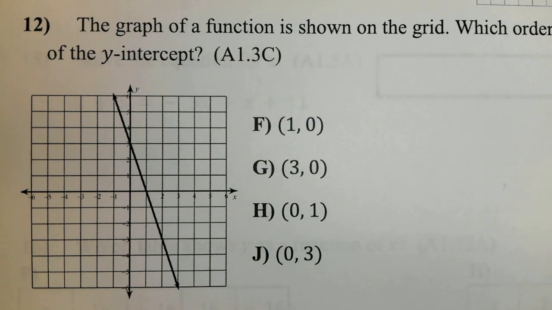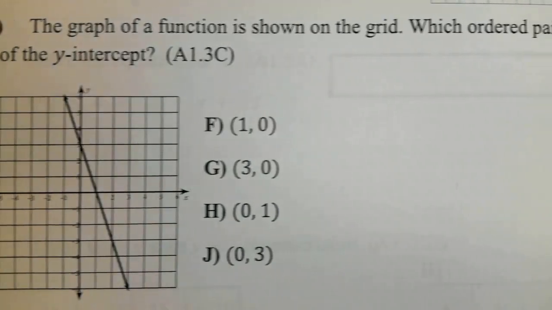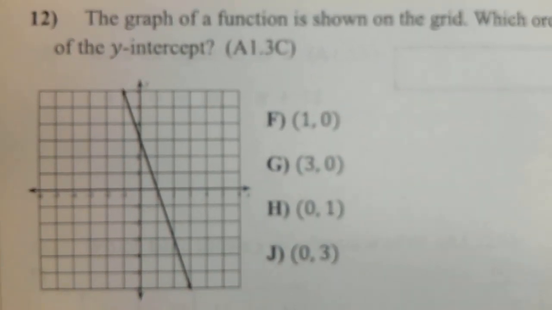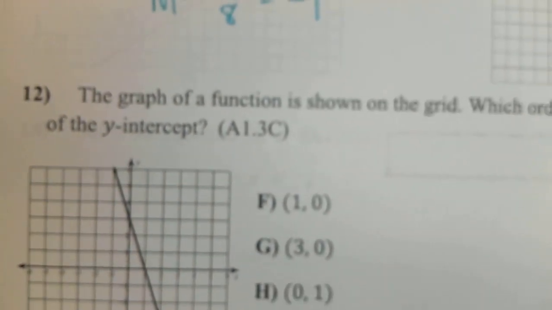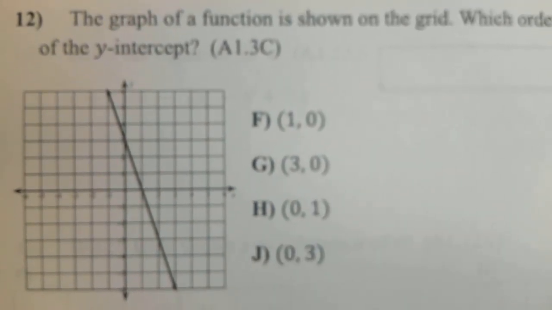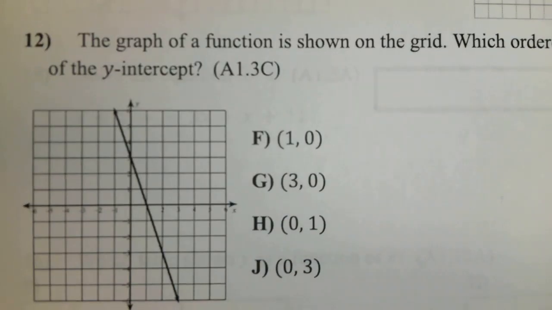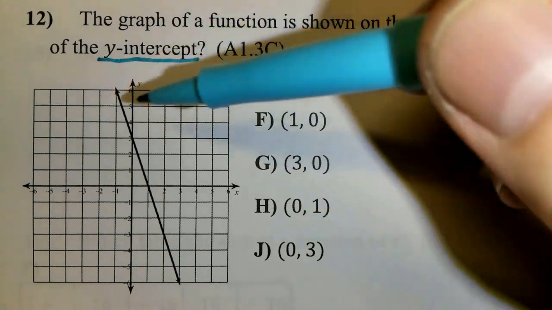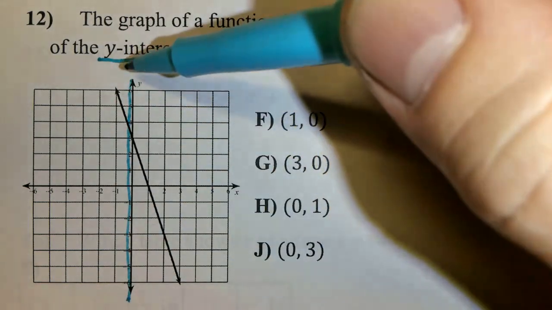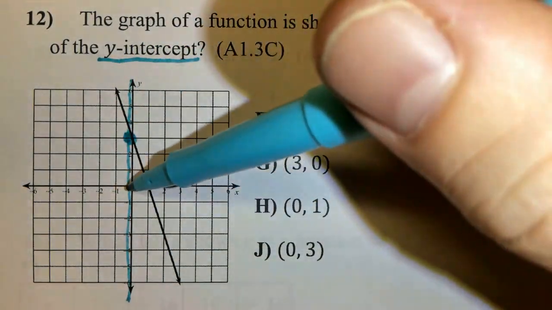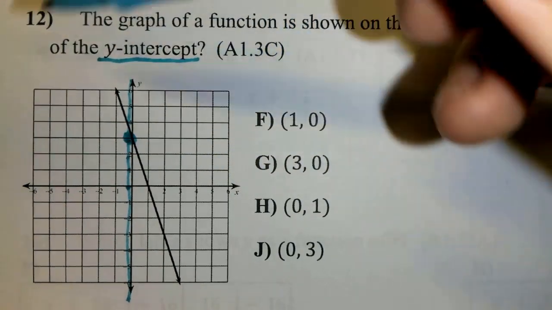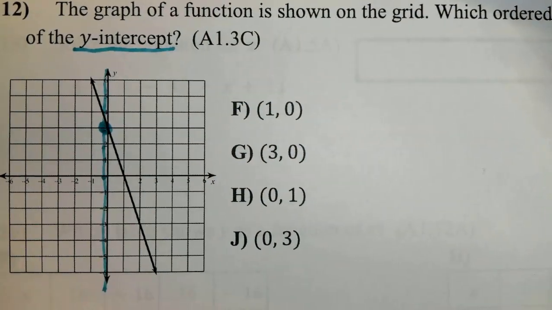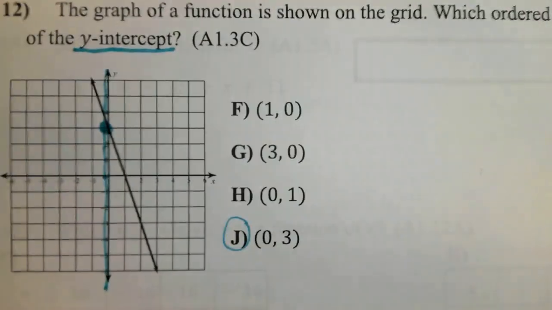That's number 11. Number 12, the graph of a function is shown on the grid. Which ordered pair represents the location of the y-intercept? Let me put on my glasses so I can read. There we go. I'm simply looking for the y-intercept, which is where it crosses the y-axis. We can see it crosses right here, so I would go up 3. That point, my x is 0 since I didn't move, my y is 3. So I should have (0, 3). Well, there it is right there, J.